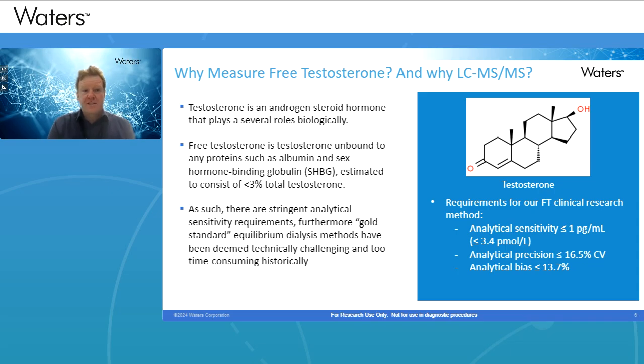The analysis of free testosterone is more difficult. The great majority of testosterone is bound to proteins such as albumin and sex hormone binding globulin, SHBG, so typically less than 3% of the total testosterone is free. As a result, you can see that this creates a challenge for analytical sensitivity. Furthermore, we also targeted a method that would demonstrate precision of no more than 16.5% and a bias of no greater than 13.7%. With these goals in mind, LC-MS becomes the technique of choice.